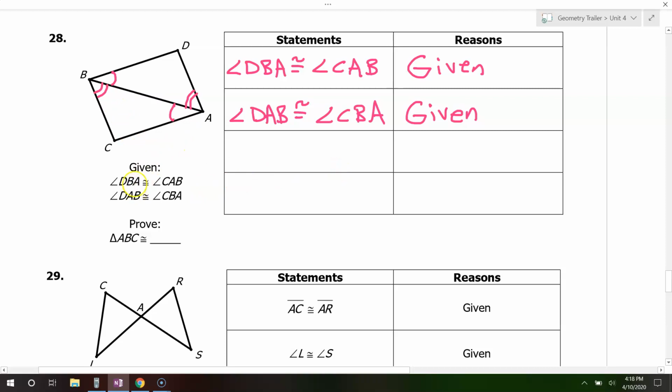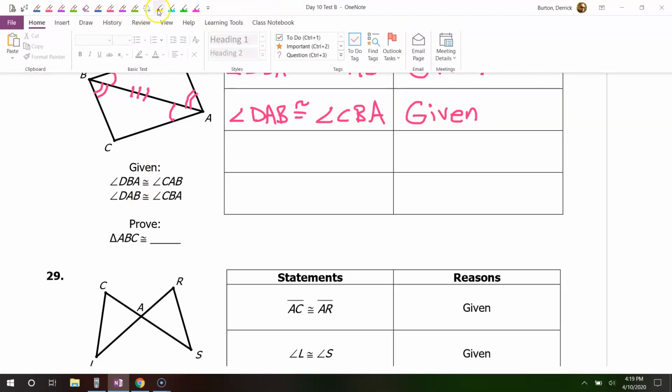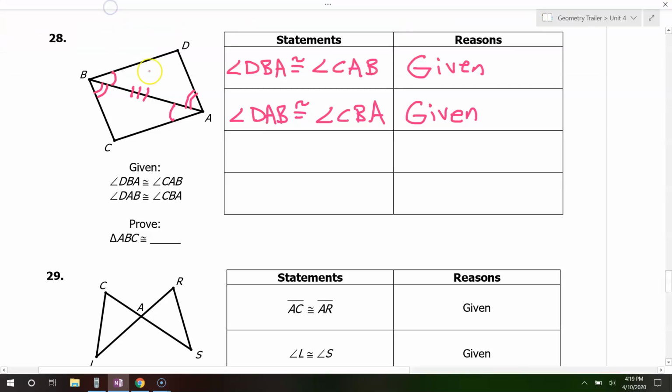This is not enough information to prove that the triangles are congruent yet. What else can we mark just because of the way the picture looks? Do you see that they have a shared side? Anytime there is a shared side, you can just go right ahead and mark that. Let's write down what we just marked.